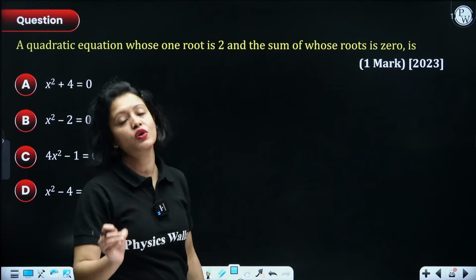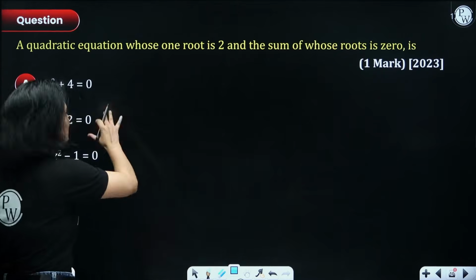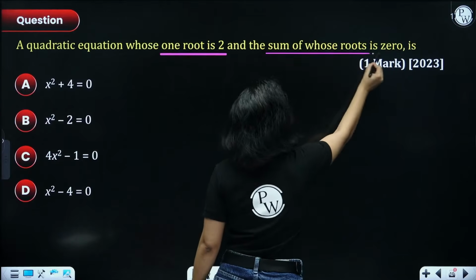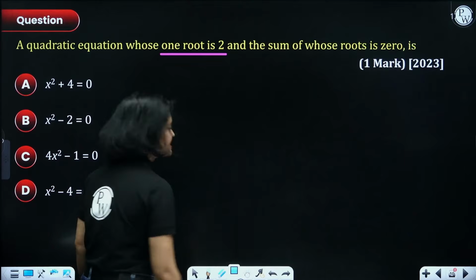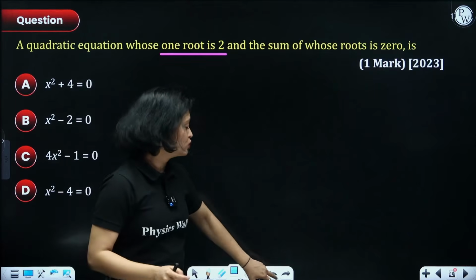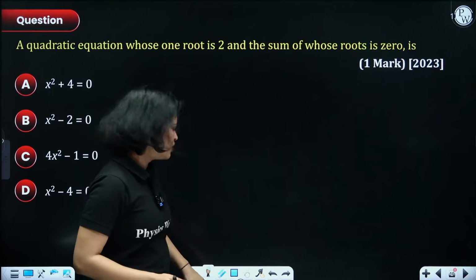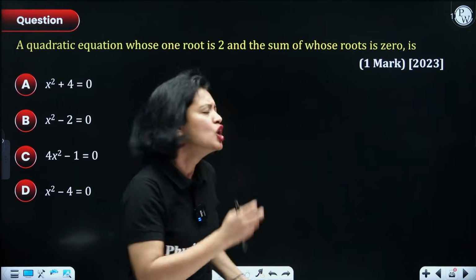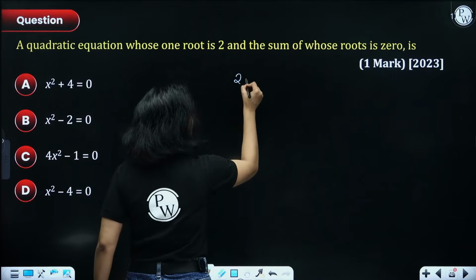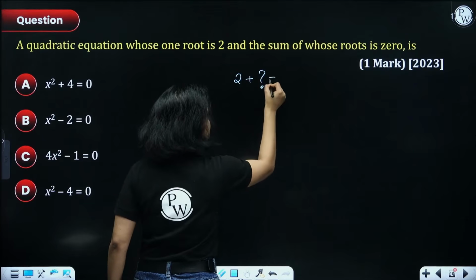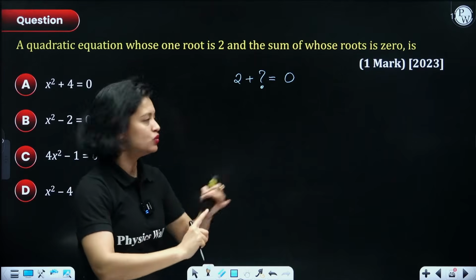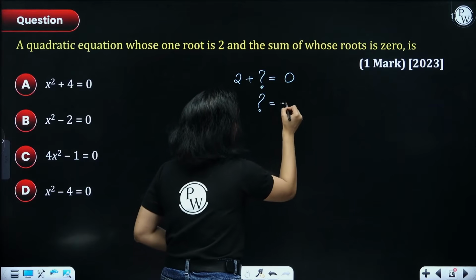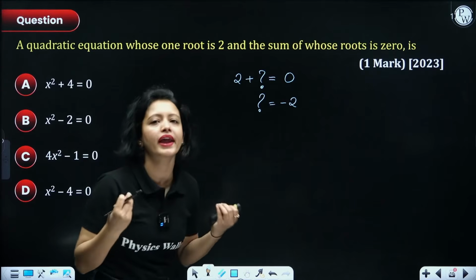On the same concept, guys. A quadratic equation whose one root is 2 and the sum of whose roots is 0. So one root is given and the sum of roots is given. I already know that a quadratic equation has only 2 roots, right? One root is 2, the other root is not given, but the sum is given as 0. So I can clearly guess that the missing root would be -2, it's a no-brainer, right?